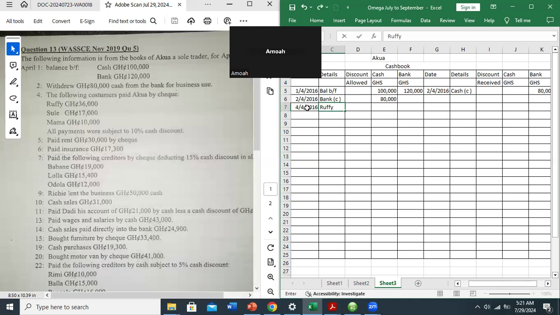Okay, 36,000. Please, this is where you have to pay attention. We are being told that they were allowed a 10% discount. So you have to work out the discount first. So 36,000 subject to 10%. So we multiply by 10%. And I think that is going to give us 3,600 as the discount. So you put that discount under the discount allowed.